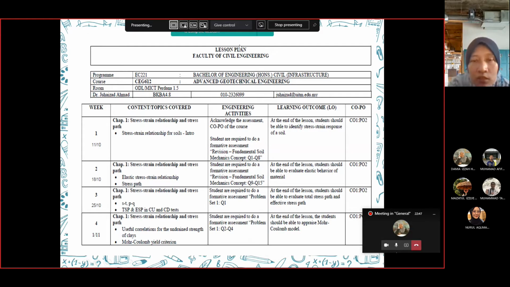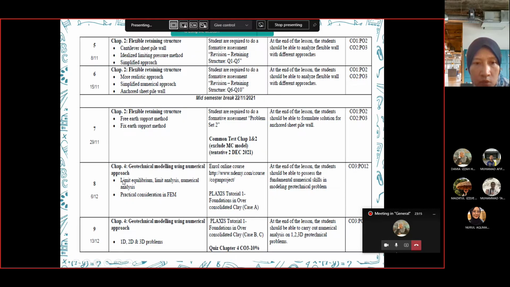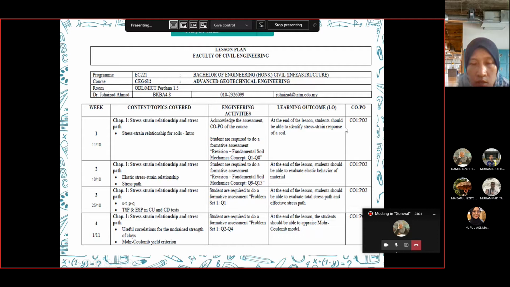Okay, if you look at this one, this is our tentative lesson plan for this semester. If you look at the top 3 here, we're going to conduct open and distance learning because some of the students may stay at their home and some students may have returned to campus. And then our official face-to-face class will be at Makmal ICT Perdana 1.5. Okay, how many chapters do we have here? Actually we have 4 chapters. And then this is what I said, the course maps to PO number 2, which is about cognitive skill.